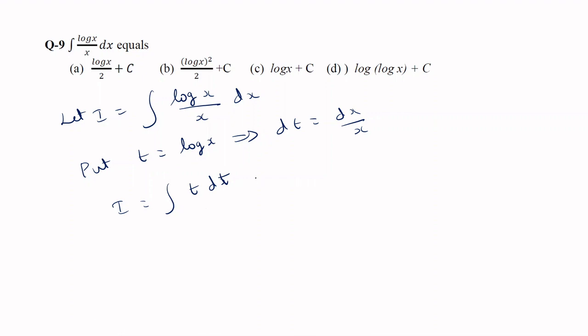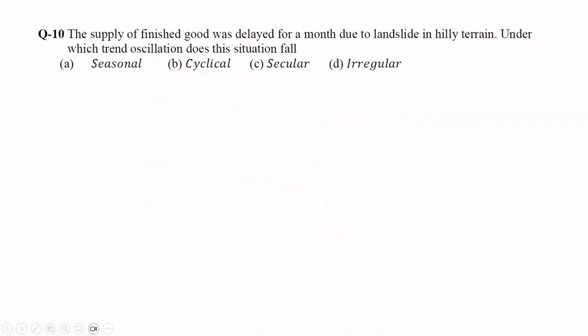Now we know that integral t dt is nothing but t square by 2 plus the constant of integration c. Now since t we have taken as log x, this is equal to log x the whole square by 2 plus c. So the given integral is equal to log x the whole square by 2 plus c. The correct option is option B.